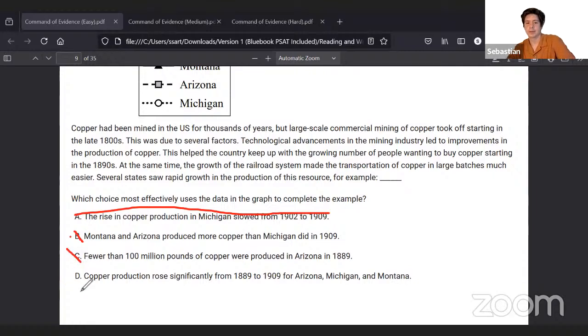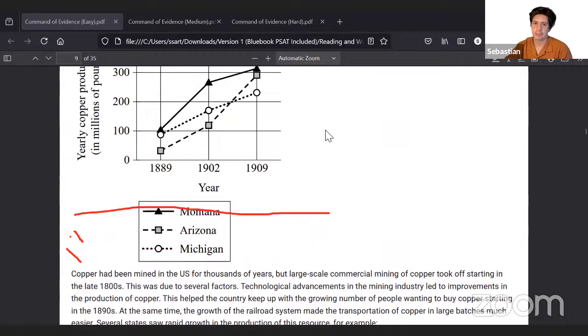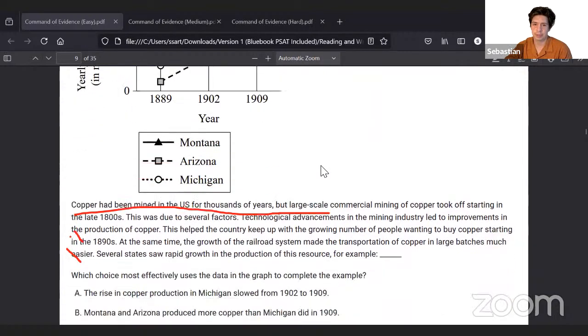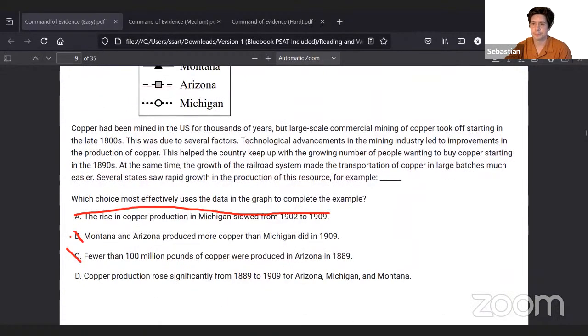Let's see. Copper production rose significantly from 1889 to 1909 for Arizona, Michigan, and Montana. And that is true, right? They all went up during that time. So it is D. You can say it with me. D as in dog.